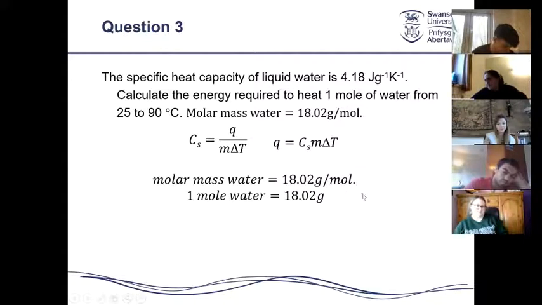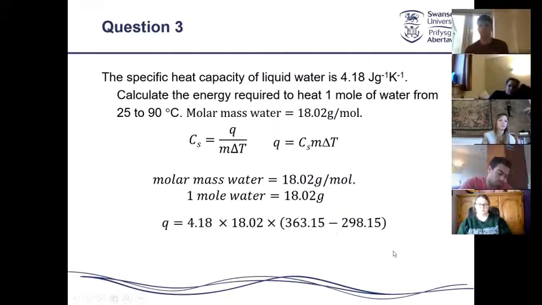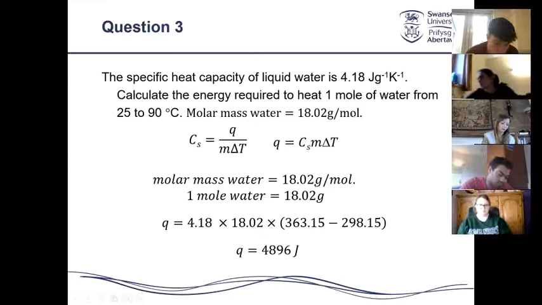So I believe everyone has got this spot on. So this is, of course, rearranging specific heat capacity, but this time we want to find the energy Q. We then had to work out the mass of 1 mole of water. As we know, there's 1 mole of it. The molar mass is 18.02 grams per mole. Therefore, 1 mole is 18.02 grams. Then it's just a case of putting these numbers into this rearranged equation to arrive at the final answer of 4896 joules, which everyone got perfectly.